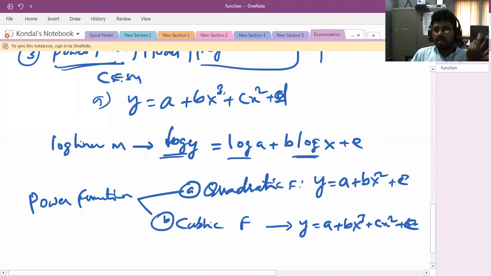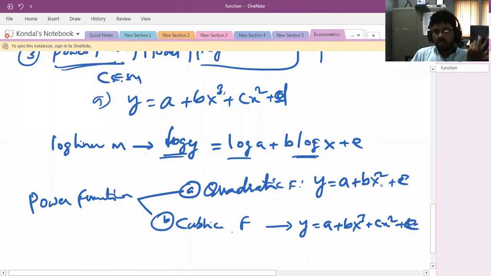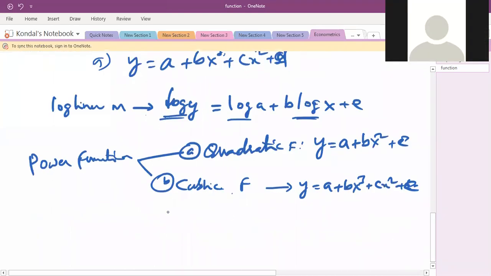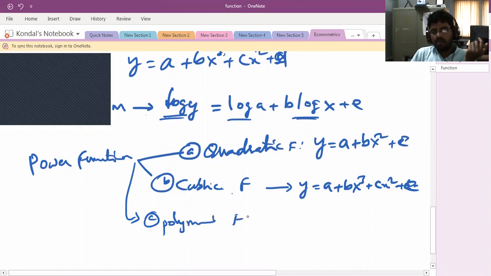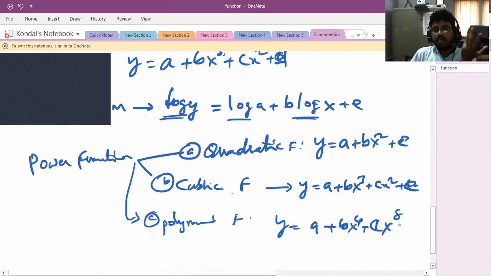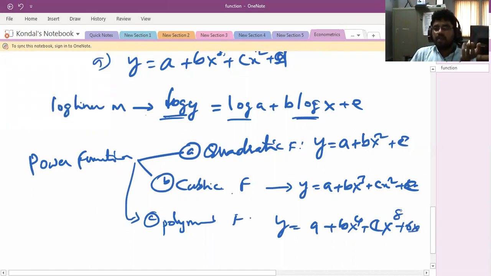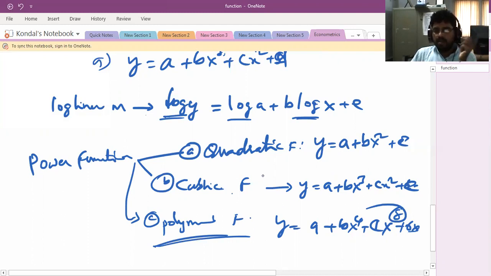If your power value is equal to 3, that is called cubic. If the power value is more than 3, it may be 4, it may be cx power 8, like that, it is called a polynomial function. Within the power functions, there is a quadratic function, cubic function, and polynomial functions, right?